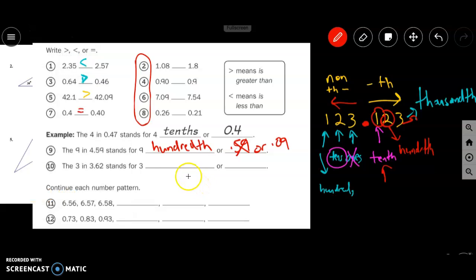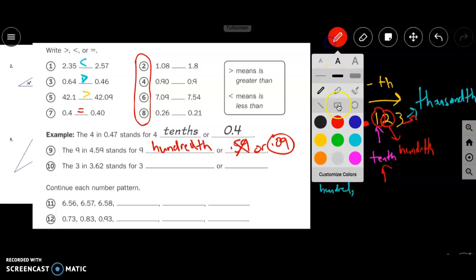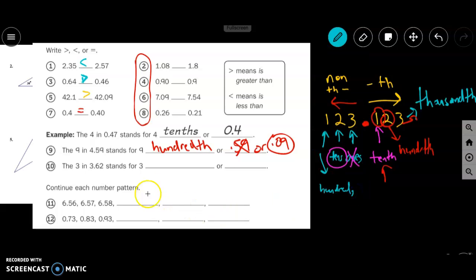Okay, all right, now remember what we talked about for number 10. So follow that same rule. So for this one, 0.09 stands for 9 hundredths. Okay. This pattern we have 6.56, 6.57, 6.58. So then we follow the pattern 6.59, 6.60, 6.61. Okay. So pay attention to this pattern here. All right. So there you go.